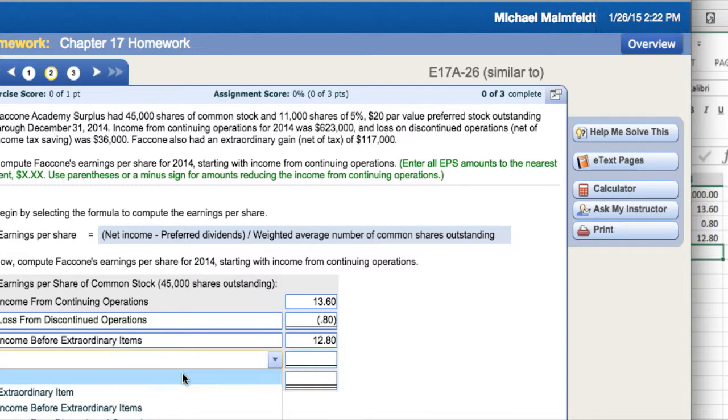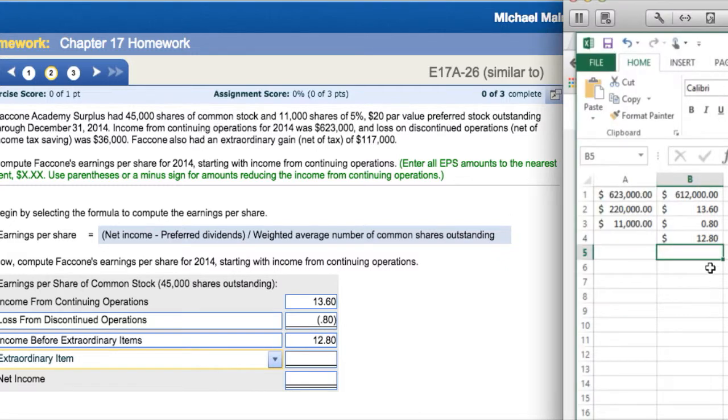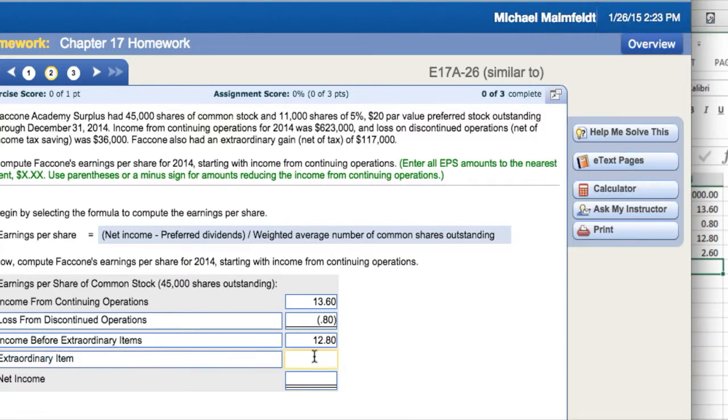And then finally, I need to add my extraordinary item. But again, remember, I'm doing that on a per share basis. So I just take the extraordinary gain, net of tax that I had, and divide that by the number of shares outstanding to give me a per share number of $2.60.